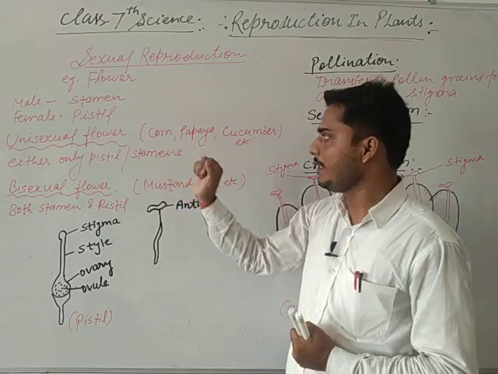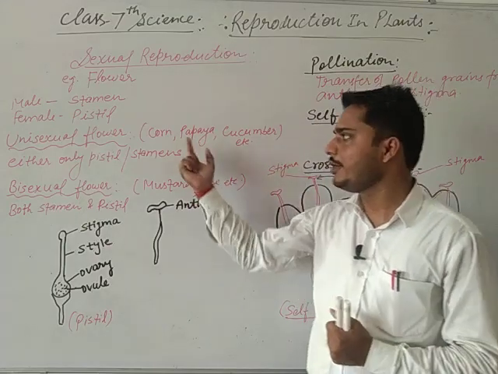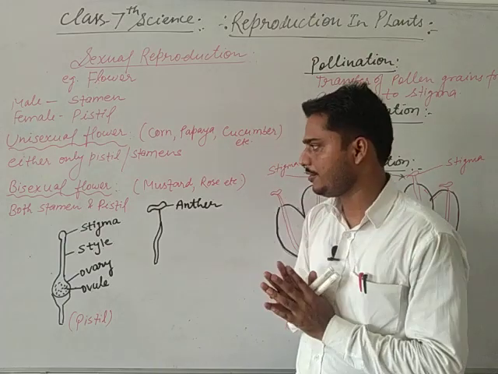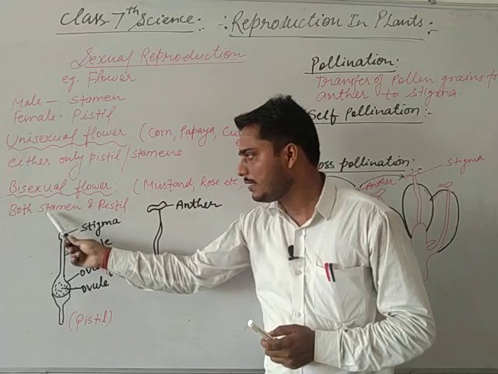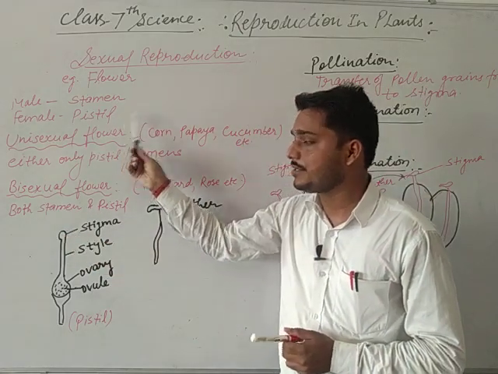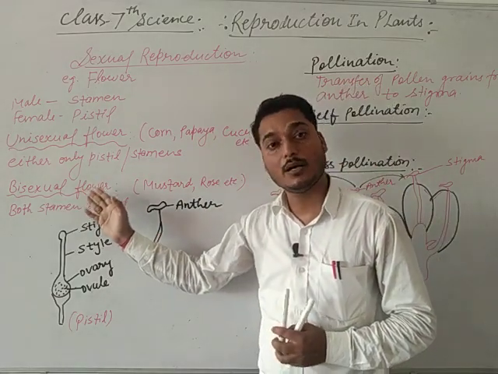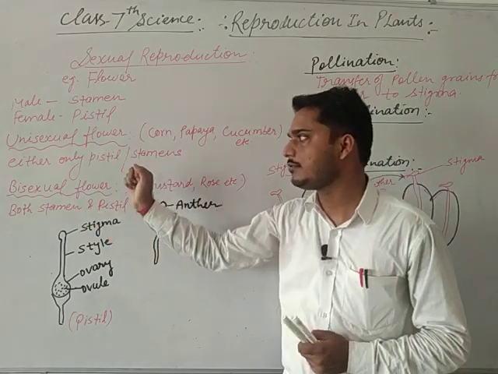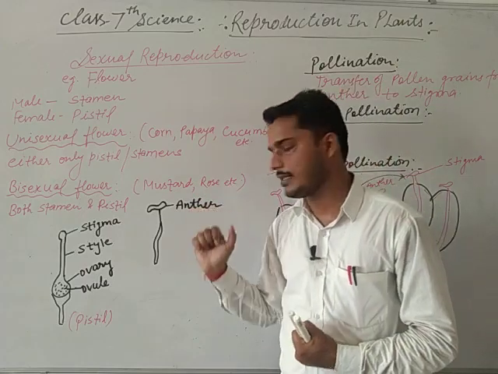For example, you can see unisexual flowers in papaya, cucumber and corn. But in a bisexual flower, both stamen and pistil are present. That condition is called a bisexual flower. But in a unisexual flower, either only pistil or only stamen is present.